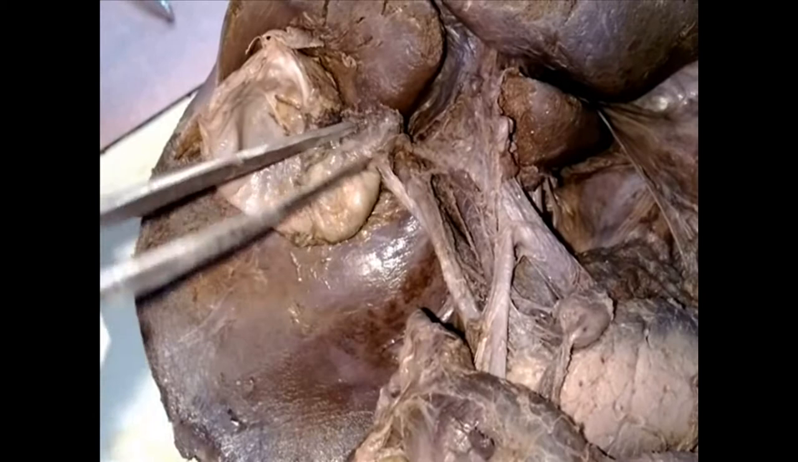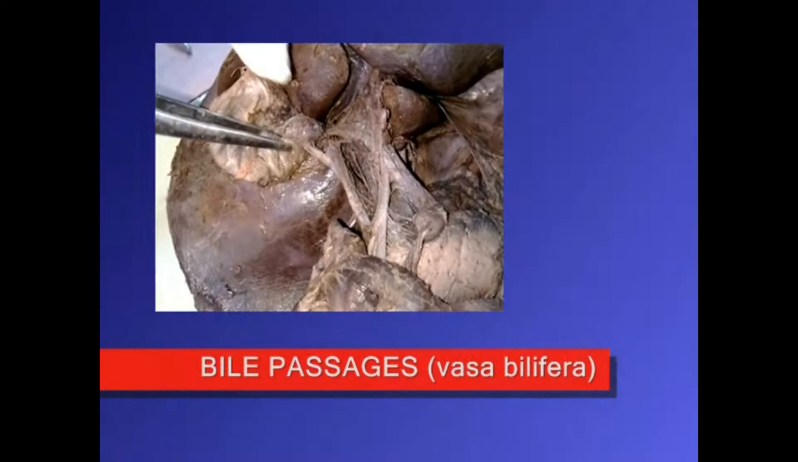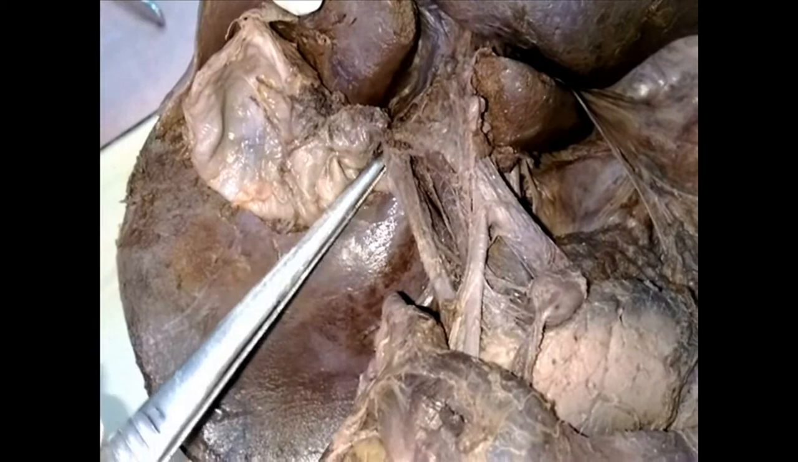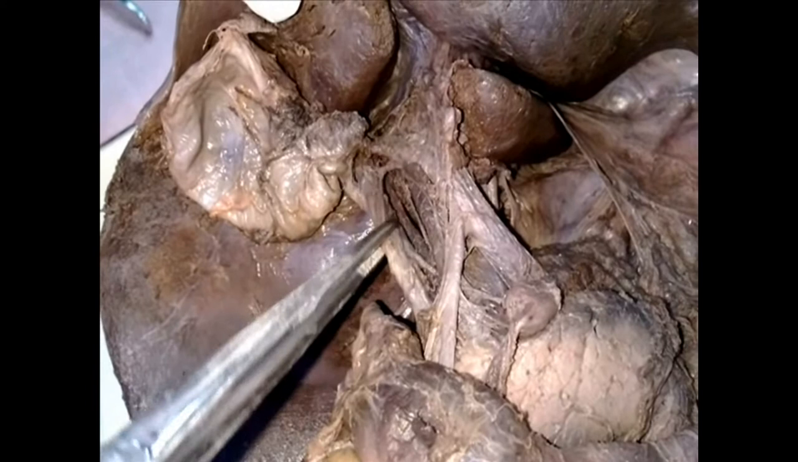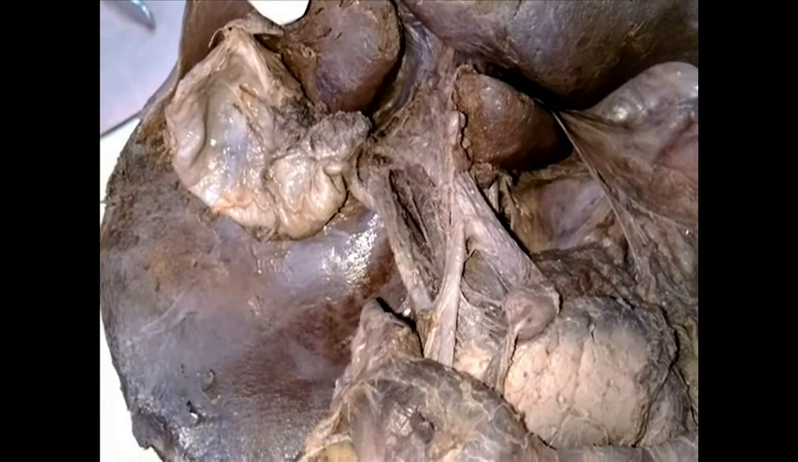On this complex of organs, we can see the common hepatic duct, which unites with the cystic duct to form the common bile duct, or ductus choledochus, which conveys the bile to the duodenum.